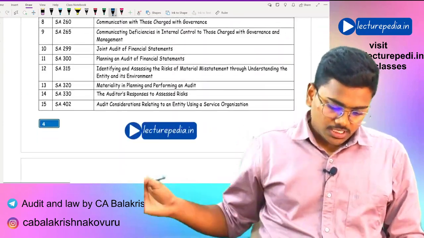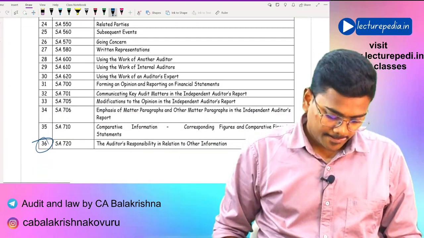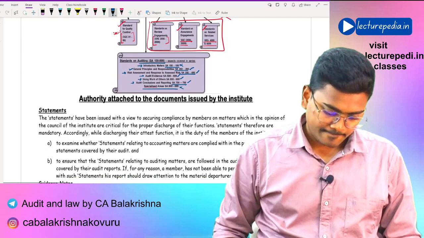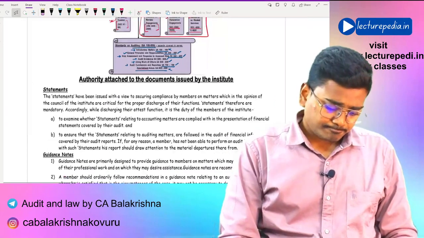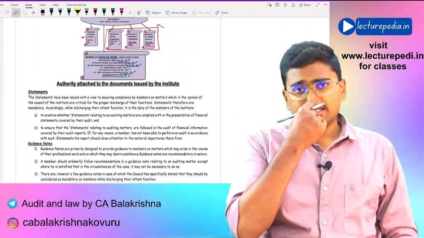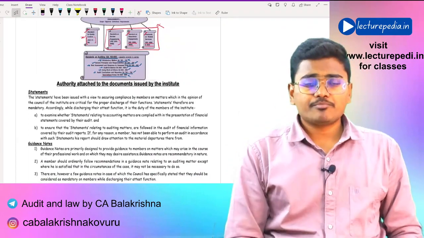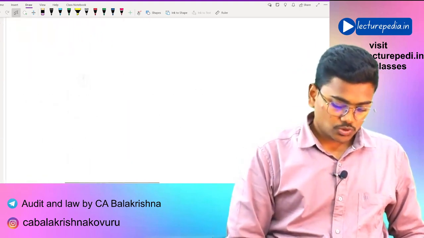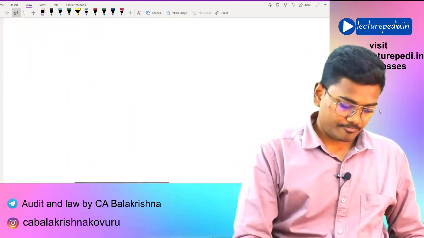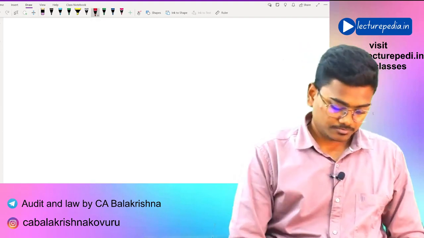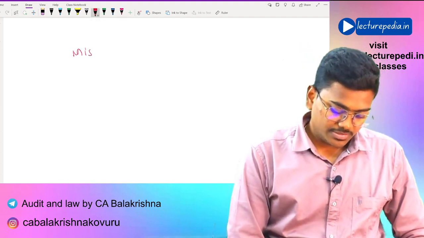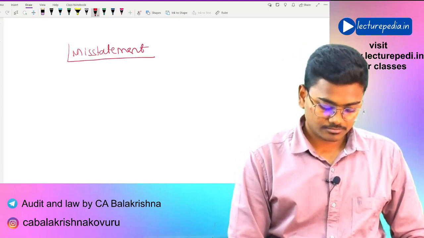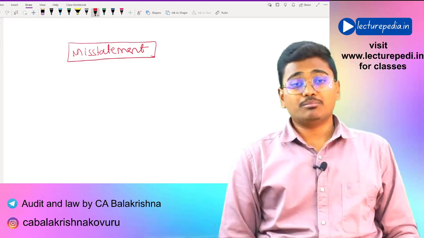List of quality control and auditing standards, you can go through that. And then in the auditing standards, there will be certain terminology that we will be frequently using. Let us once discuss those terminologies. First terminology, misstatement. What is meant by misstatement?